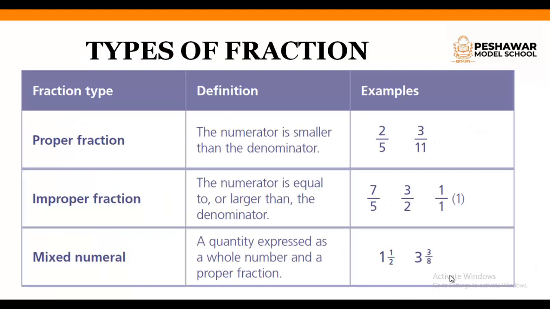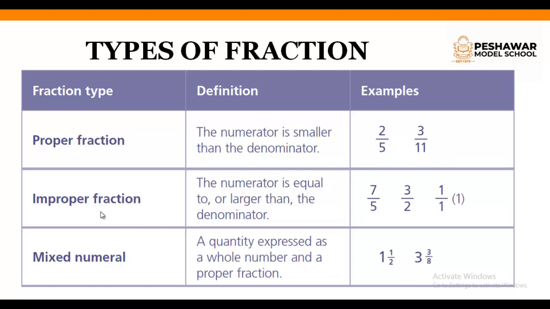Let's recall our types of fraction. First, proper fraction, when the numerator is smaller than the denominator. It means whenever you have a smaller number in the numerator as compared to the denominator, this is called a proper fraction. 2 by 5, 3 by 11.